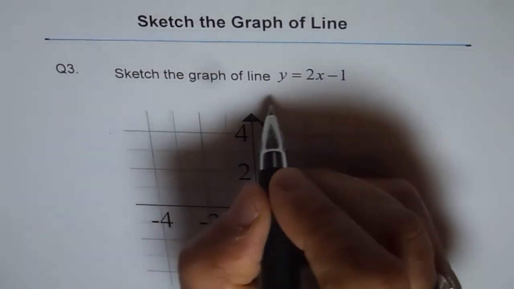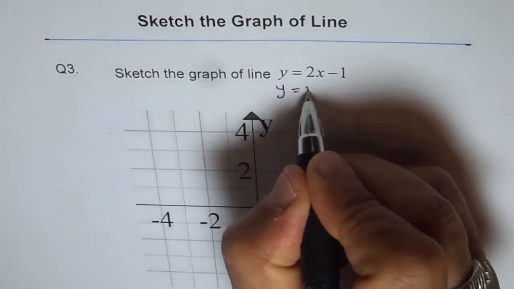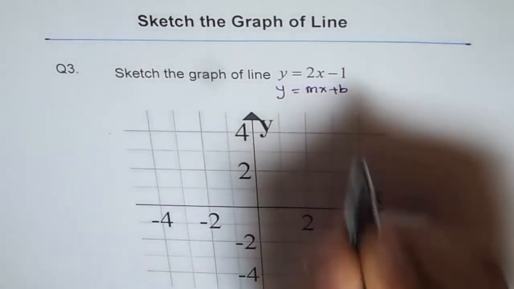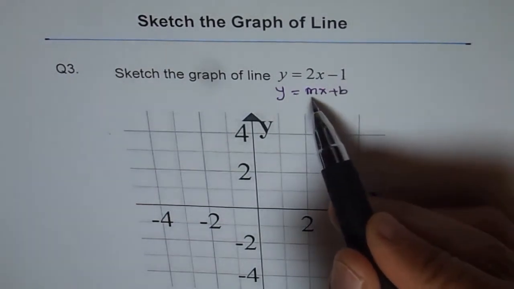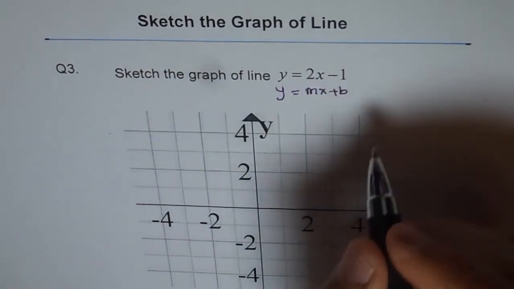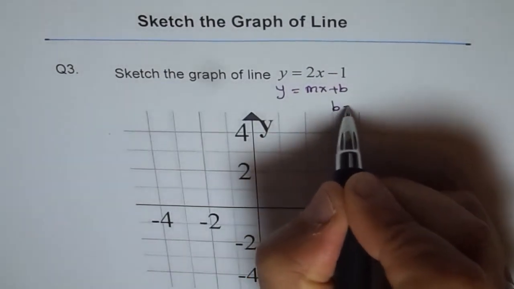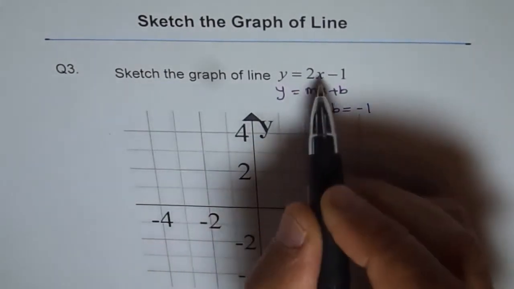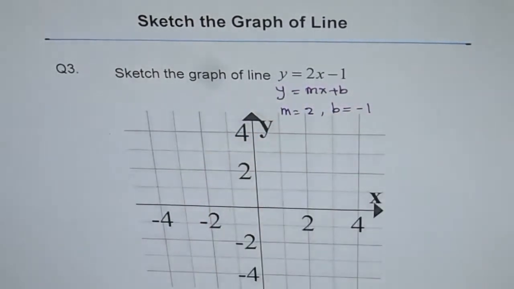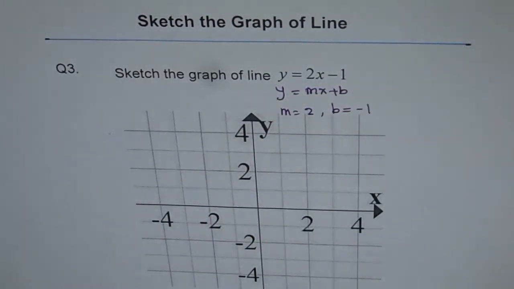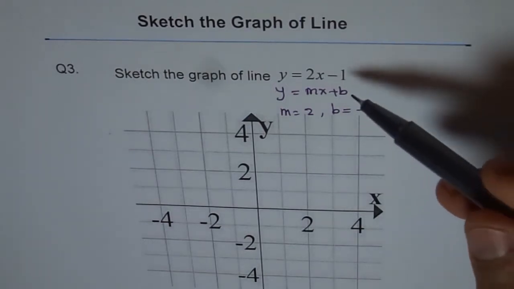In this particular case, you can write this as y equals mx plus b, where b is your y-intercept, right? And m is your slope. So what is the y-intercept? We know from here b is equal to minus 1. And what is the slope? Slope is equal to 2, correct? So these are the two things which we get straight from the equation. We can rather read them. We don't even have to calculate or do anything, right? We can just read them out of the equation.